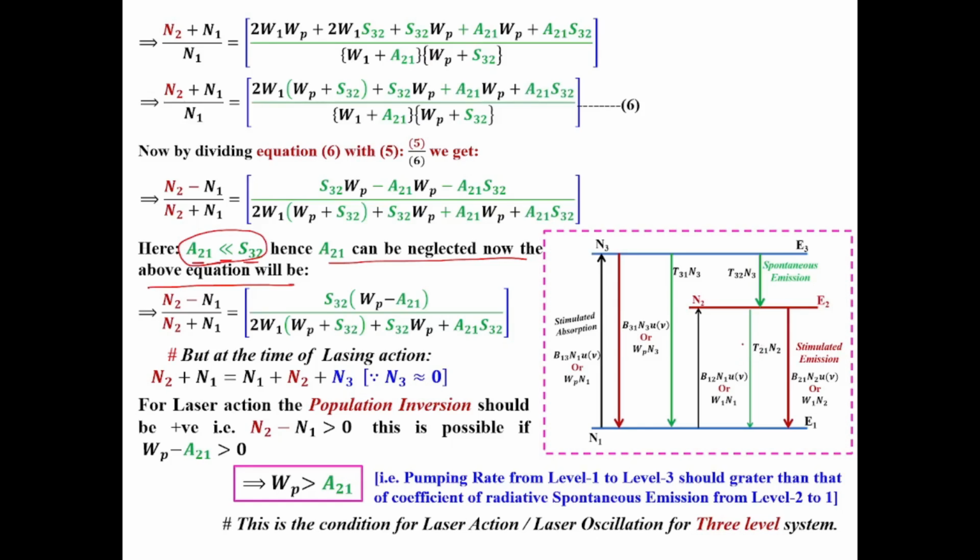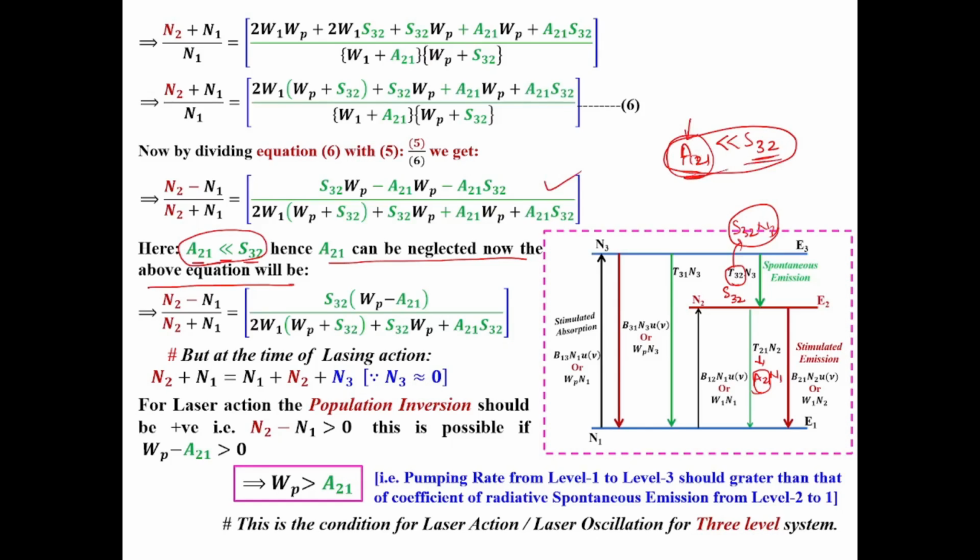Spontaneous emission, radiative. This one, A21N1. And here this one is your S32N3. So this term is actually S32N3. Here A21 is considered as less than that of the S32. So A21 will be neglected as compared with S32 for this equation. First of all, why is it considered as less than that of the S32?